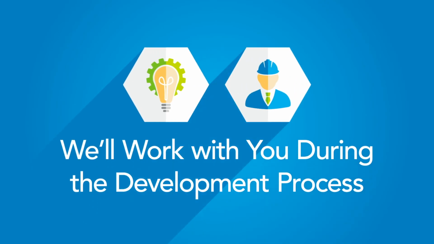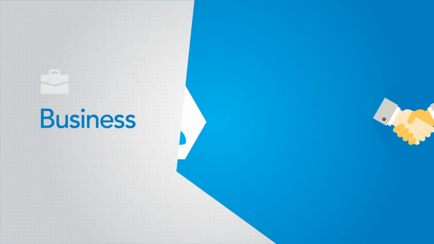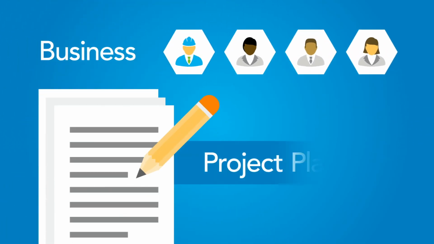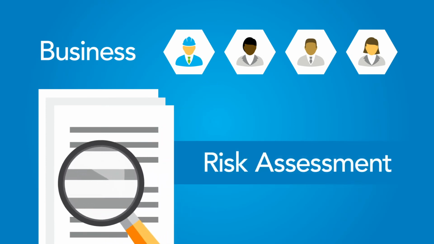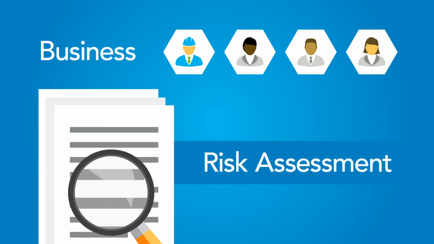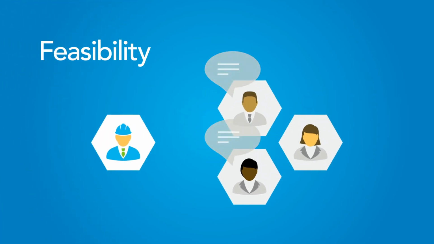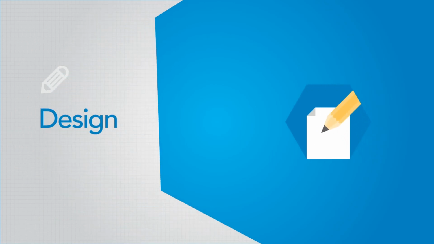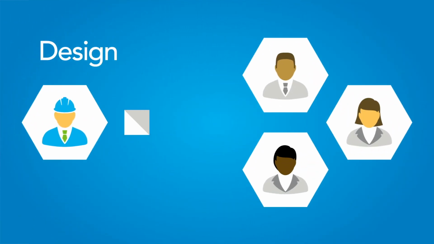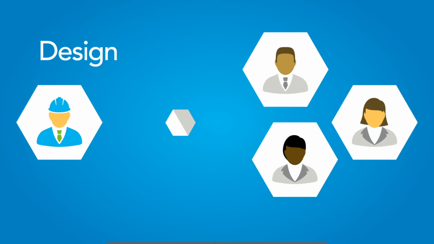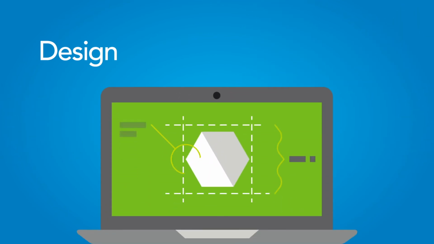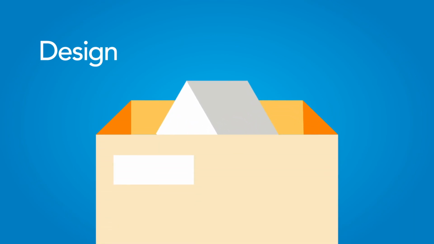We'll work with you during the development process in multiple phases. Beginning with the business phase, we work as an extension of your team to create a project plan and risk assessment that evaluates the development approach and needs of your project. In the feasibility phase, we work with you to evaluate the technical practicality of your design ideas. During the design phase, together we iterate through design and development rounds where we utilize extensive modeling techniques to simulate your system and ensure that we smoothly transition from prototype to manufacturability.